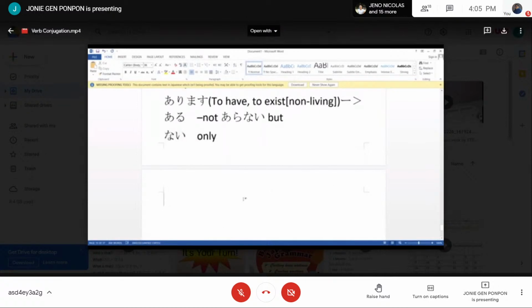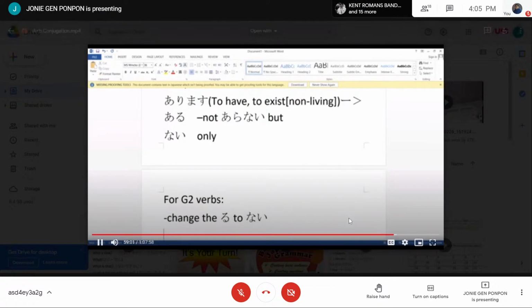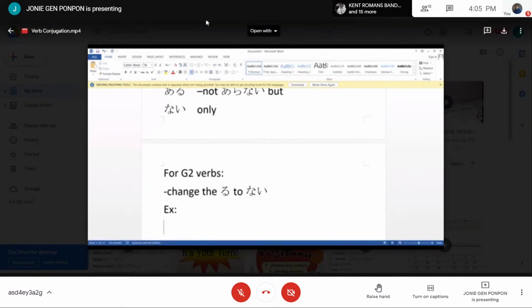Now, let's go to group 2 verbs. For group 2 verbs, just change the root to nai. Just change the root to nai, and now you have the nai form for group 2 verbs. Example. Tabe will become tabenai. Okay?